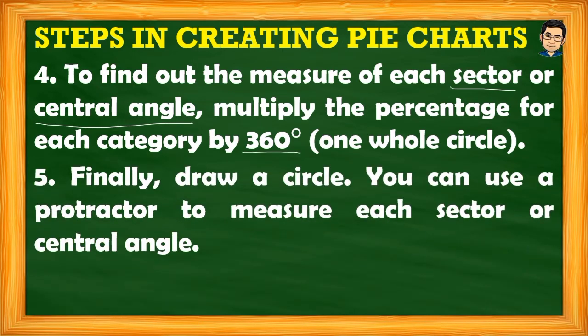Next, finally, draw a circle. You can use a protractor to measure each sector or central angle. Okay, so kapag dinadraw na natin yung angle, pwede tayong gumamit ng protractor. So, protractor is an instrument used to measure angles. Okay, so para mas maging accurate, maging tama yung mga measure ng sector. Walang lalamang, walang magkukulang, walang sosobra. Okay, so ginagamit natin yung protractor.